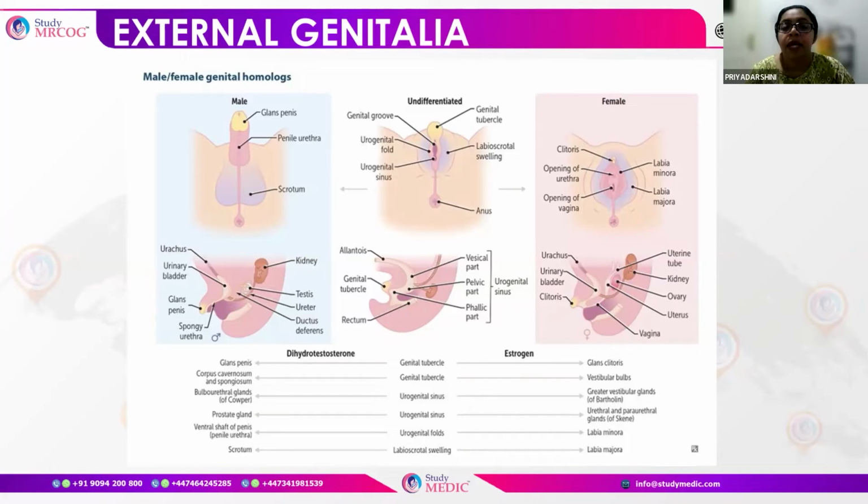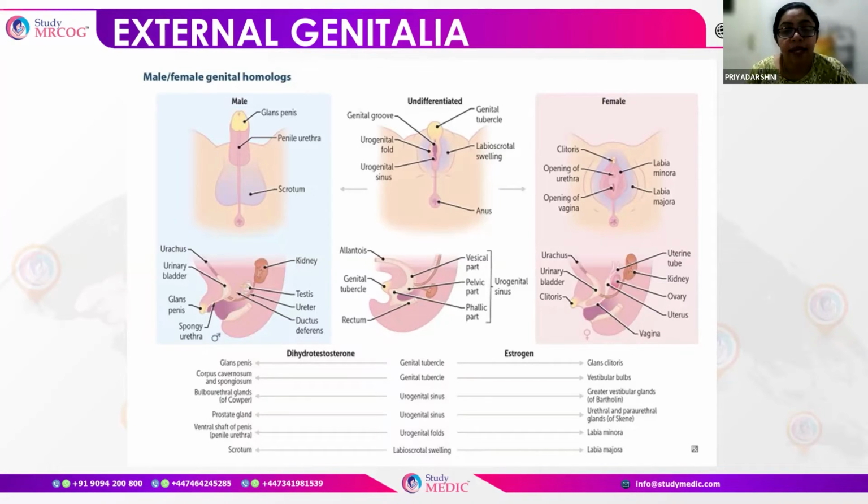or estrogen. Under the influence of dihydrotestosterone, the genital tubercle gets converted into the glans penis, whereas the female counterpart is the glans clitoris. The other thing from the genital tubercle that arises is the corpus cavernosum or the spongiosum, whereas in the female it is the vestibular bulbs. Coming to the urogenital sinus, this gives origin to the bulbourethral glands of Cowper in males, and the counterpart is the Bartholin glands or the greater vestibular glands.